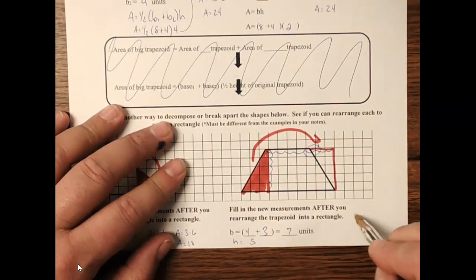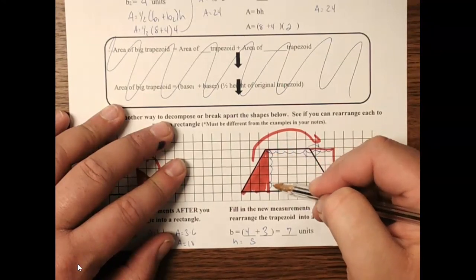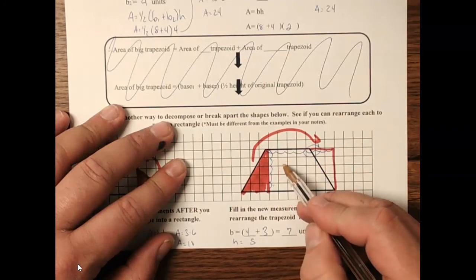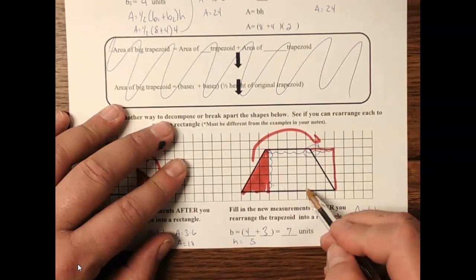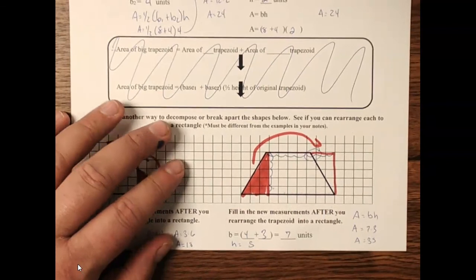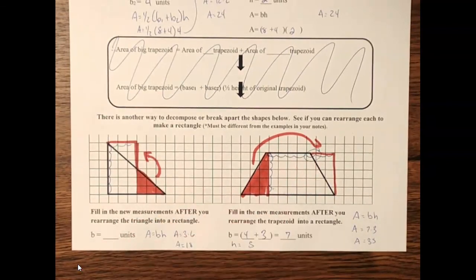So my area is base times height. Area is 7 times 5. My area of this is 35. And we should be able to count 1, 2, 3, 4, 5, 6, 7, so 5, 10, 15, 20, 25, 30, 35. And that will give you the area. Okay, and that's all for this video.